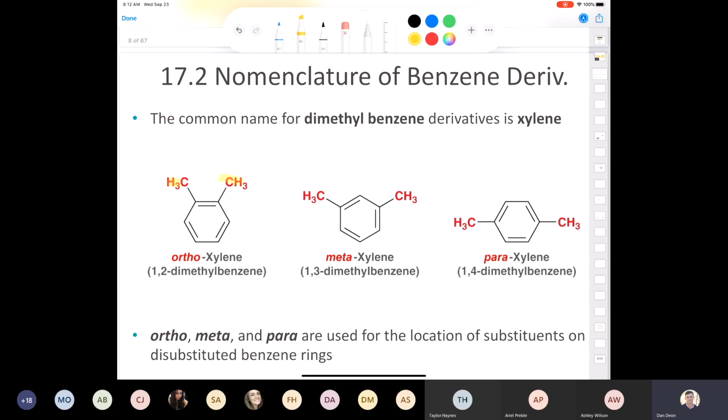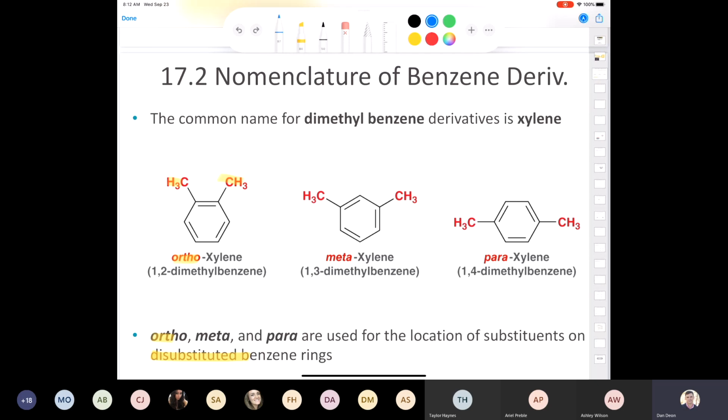So if we have the two methyl groups in the 1,2 position, we call that ortho. It says here the ortho, meta, and para are used for the location of substituents on di-substituted benzene rings. So that means that if you have a benzene ring and you've got 1, 2, 3 substituents, you can't use para, meta, and ortho. There's always somebody in the class who wants to just throw it on everything, but you can't. Only for di-substituted benzene rings.